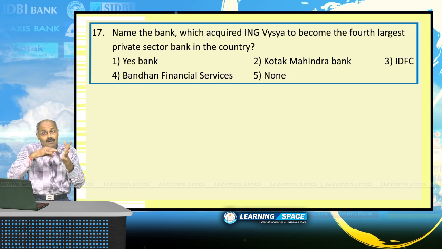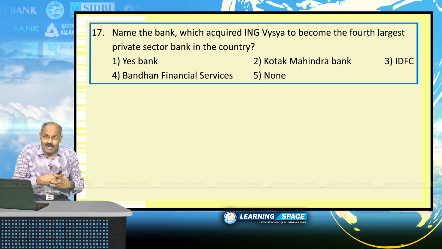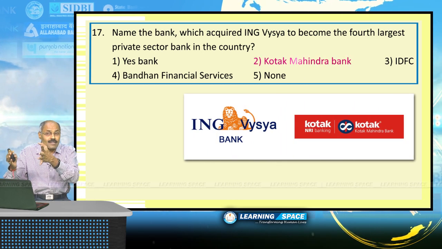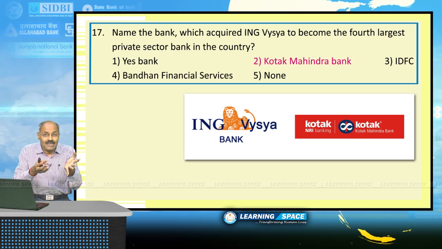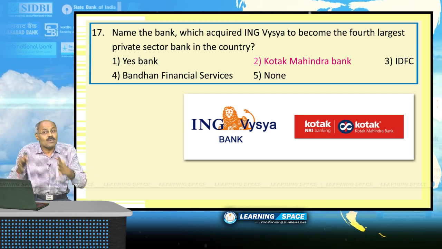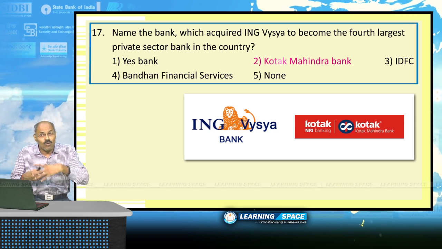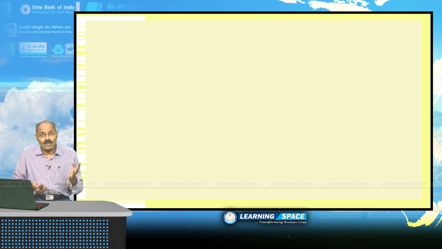Name the bank which acquired ING Vysya to become the fourth largest private sector bank in the country. This is the Kotak Mahindra Bank. All of you are well aware. Kotak Mahindra Bank acquired ING Vysya. ING Vysya has got footprint in the southern part of the country. So, to have pan-India presence, Kotak Mahindra Bank acquired ING Vysya Bank recently. Now, it became the fourth largest private sector lender in the country. Look into the next one.